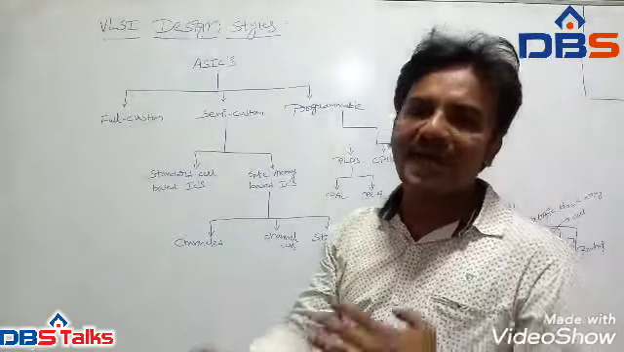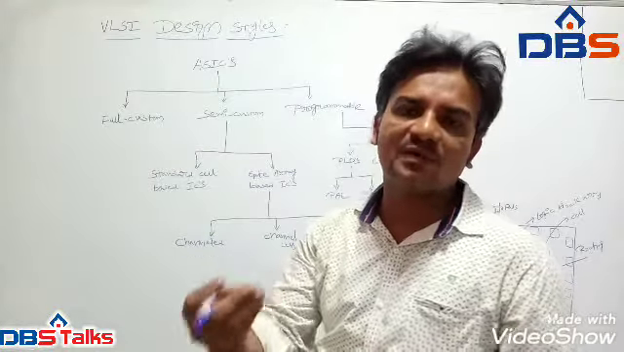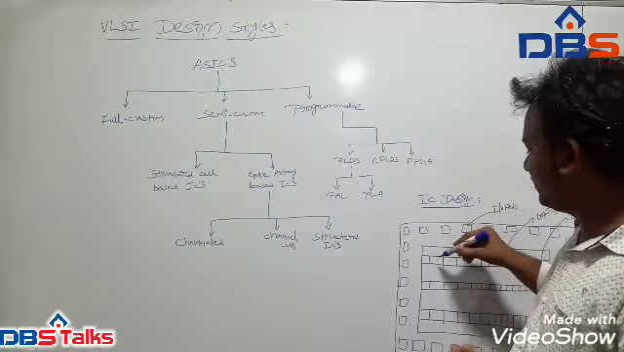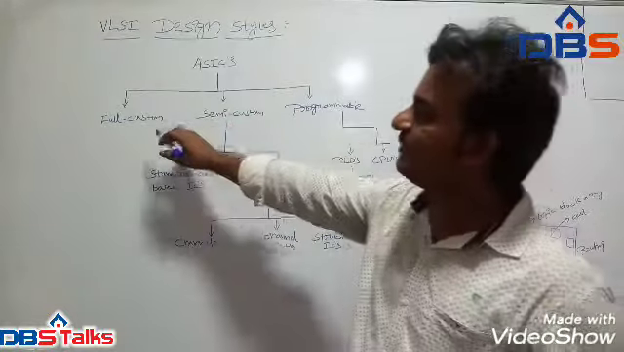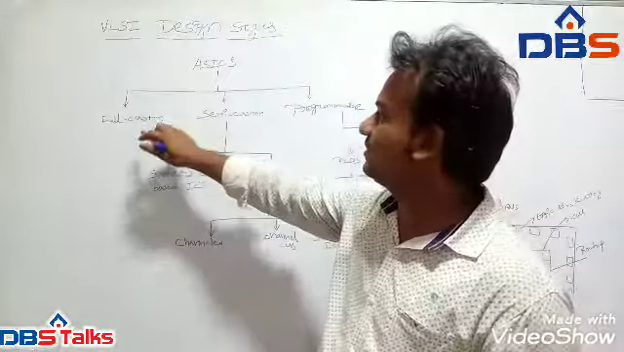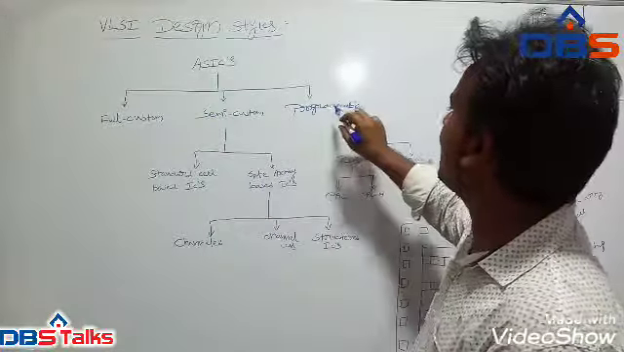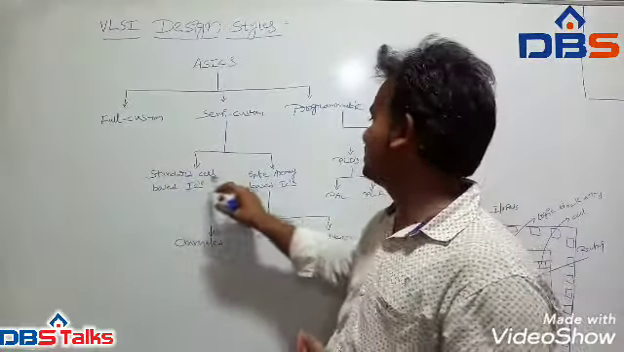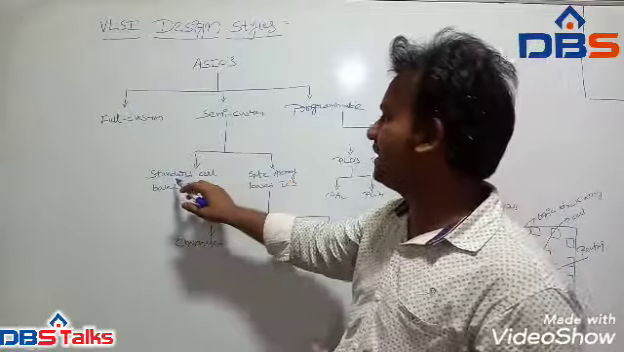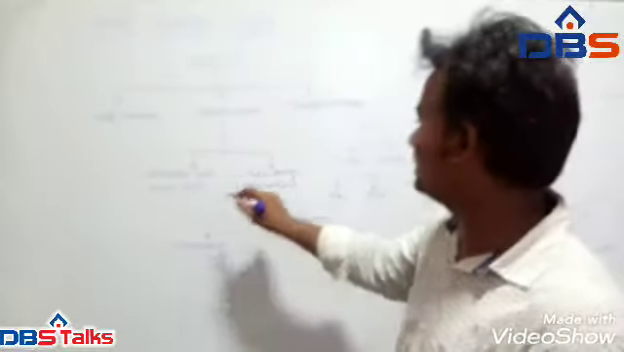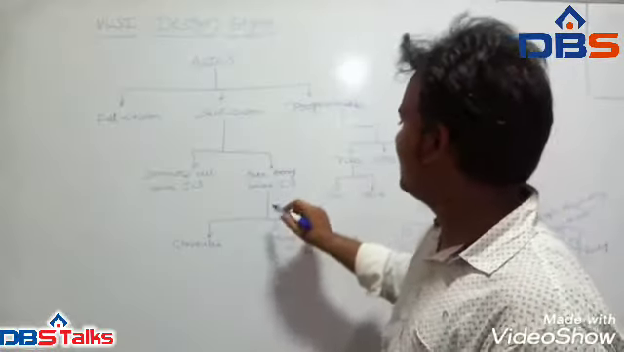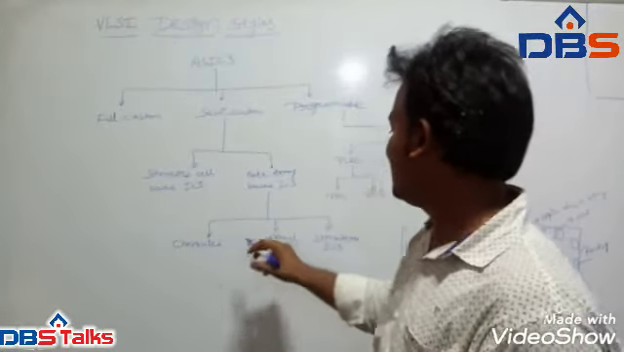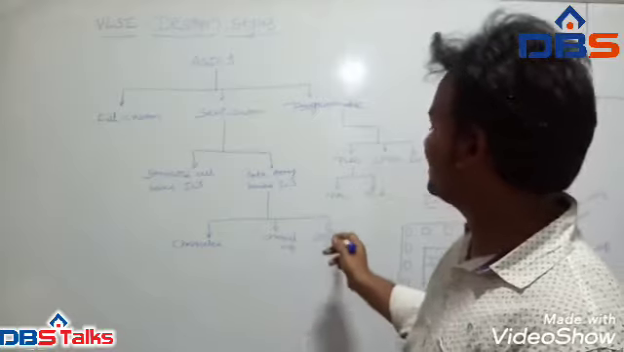So in what manner we are designing, or what manner we have to fill the logic within the logic block, based on that we have to define in different manners. Those are nothing but full custom, semi custom and programmable. Again that semi custom will be divided into 2 types. Those are nothing but standard cell based ICs and gate array based ICs, and for the gate array based ICs we have to define the channeled and the channelless structured ICs.